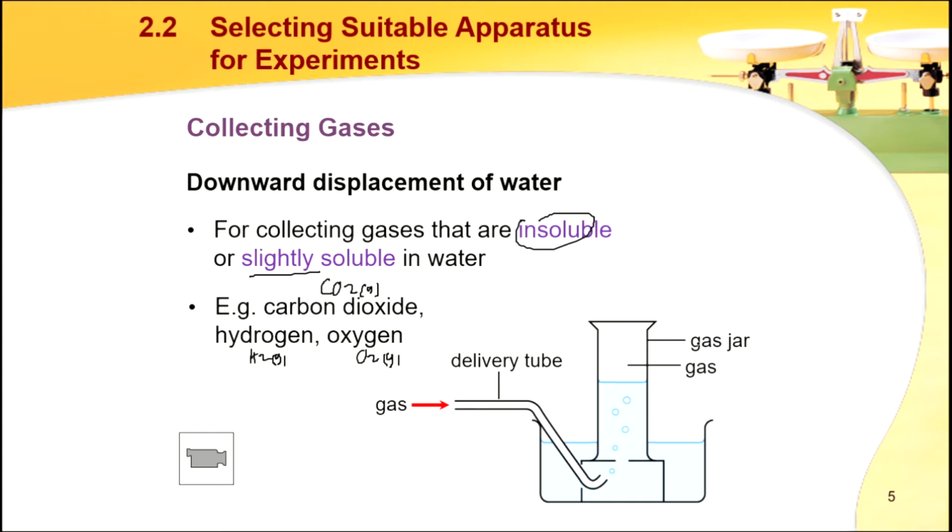This is the glass jar. We can use a measuring cylinder or test tube. The bubbles are the gas particles, and we also use the delivery tube. Okay, let's watch the video about the downward displacement of water.